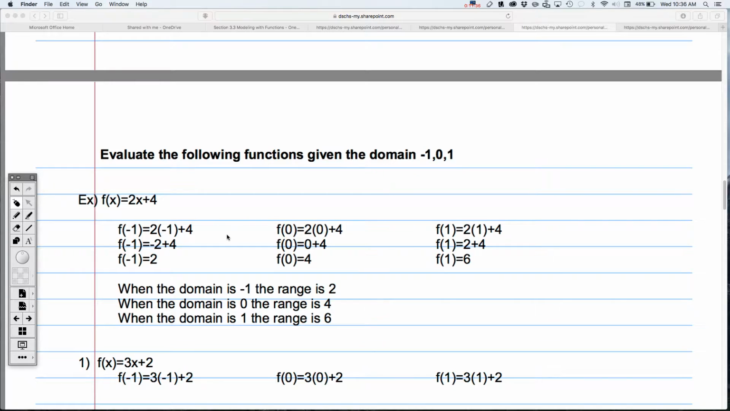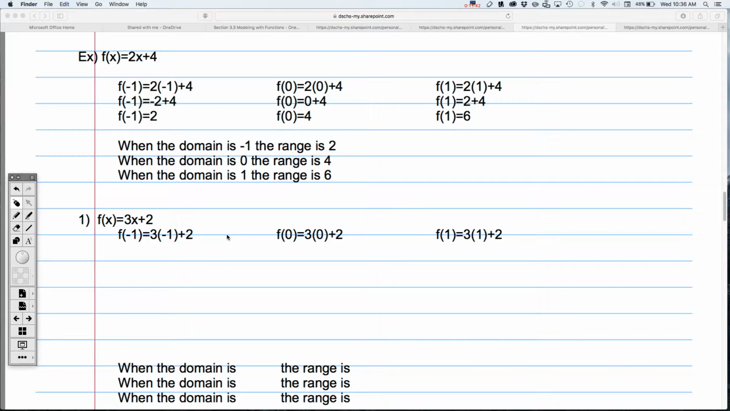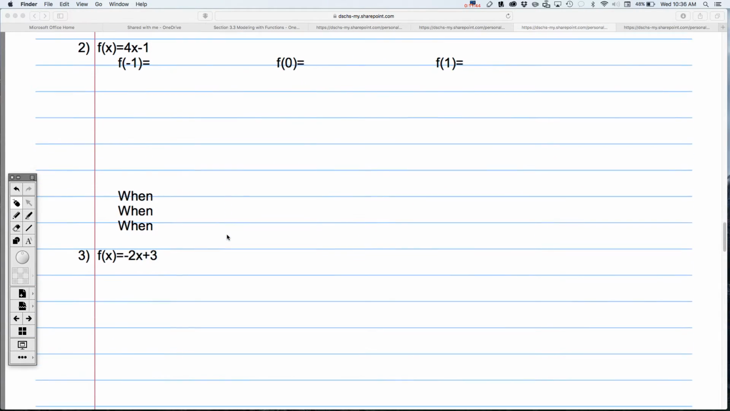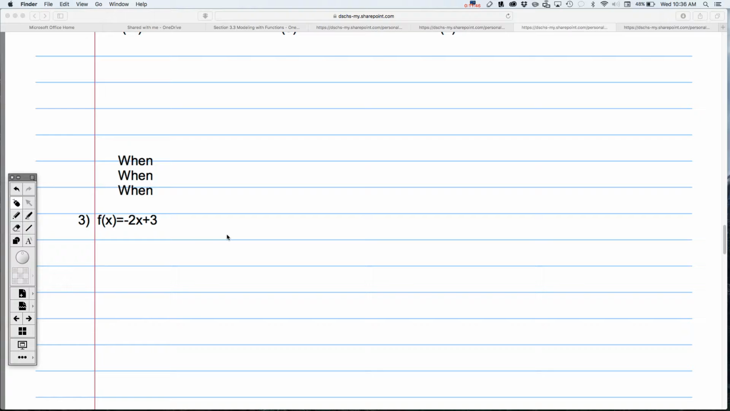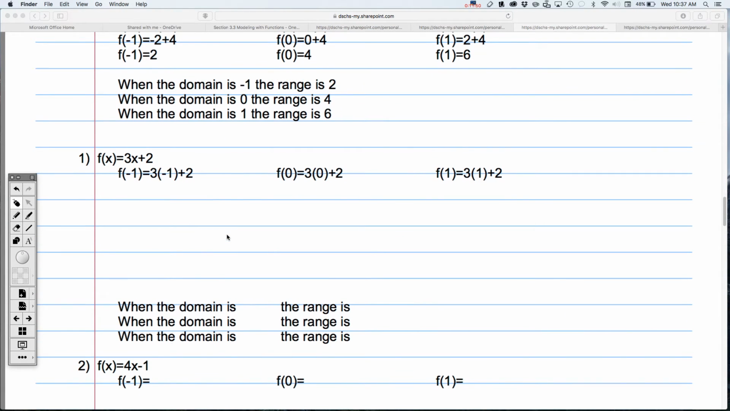All right. So let's do the first one together. Basically, I take away parts on it to where eventually on number 3, you're going to do the whole thing from just the problem. Okay, number 1, you have f of x equals 3x plus 2. We're finding for the domain -1, 0, 1 on all of these.